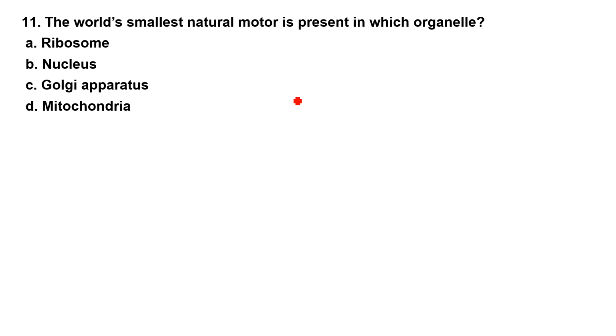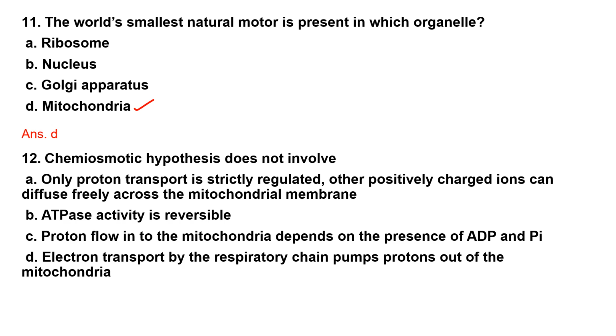The world's smallest natural motor is present in which organelle? That is also the mitochondria, because mitochondria provide the energy. It is involved in ATP synthase, which is why it is the smallest natural motor. Now, the chemiosmotic hypothesis does not involve... so let's first learn about the chemiosmotic hypothesis.